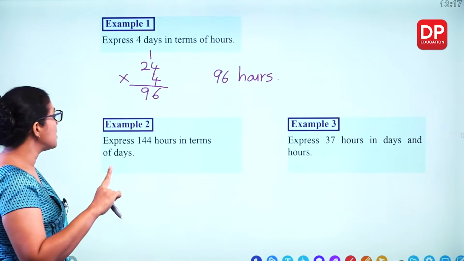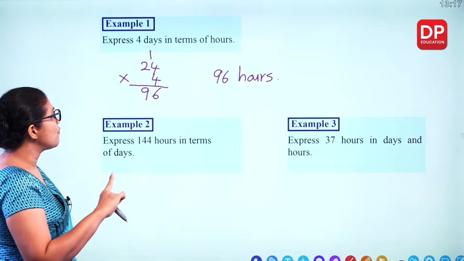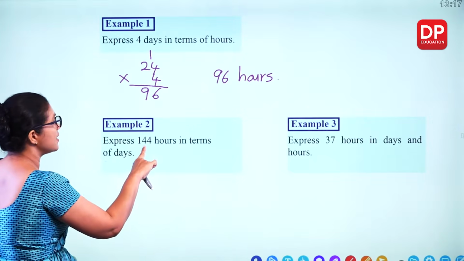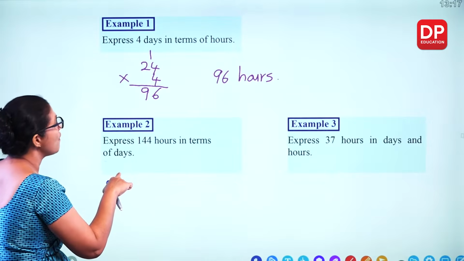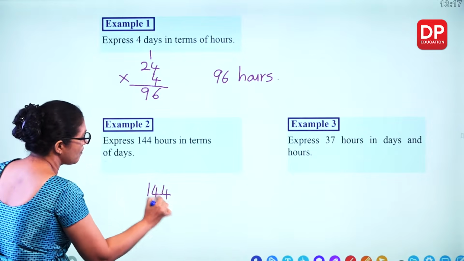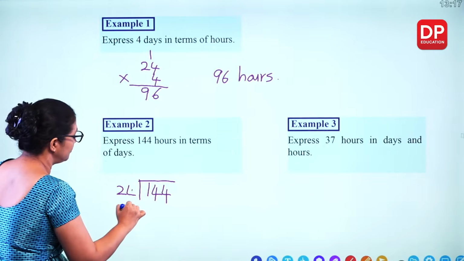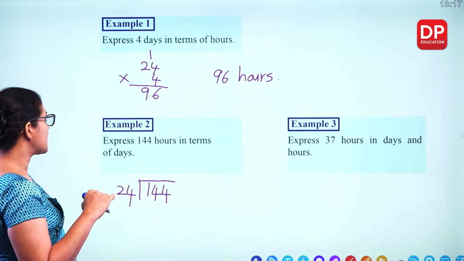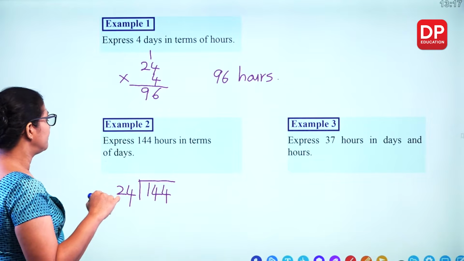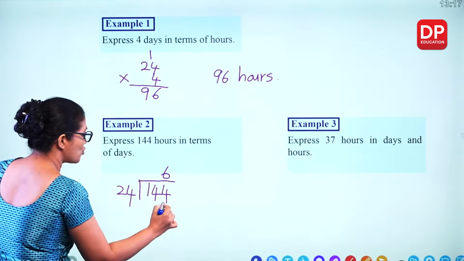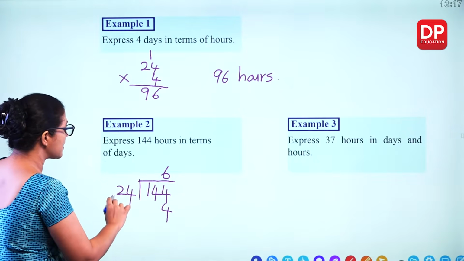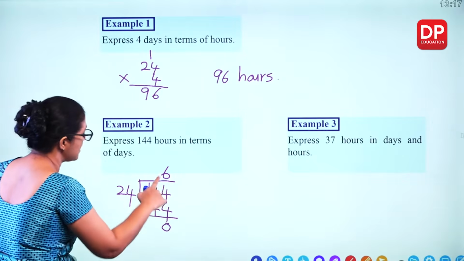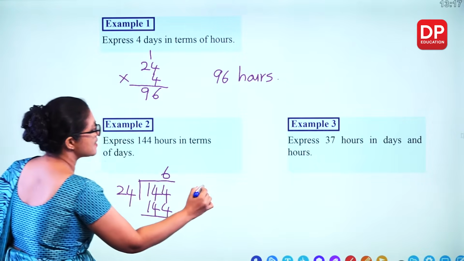144 hours in terms of days. So 24 hours are there per day. So divide this by 24. So what you get? 6. 6 times 4, 24. 2 remaining. 6 times 2, 12 plus 2, 14. So you get 6 days.